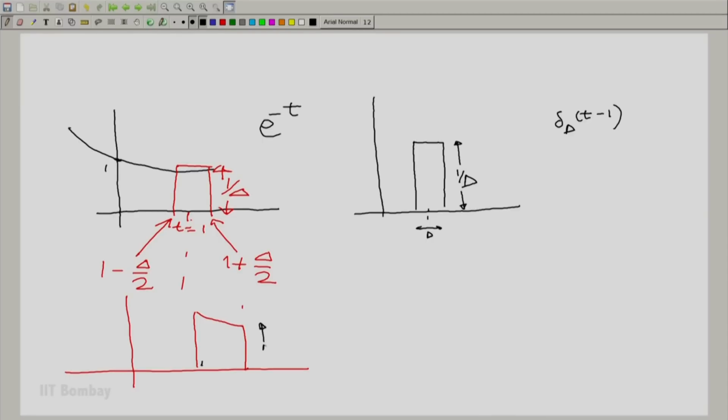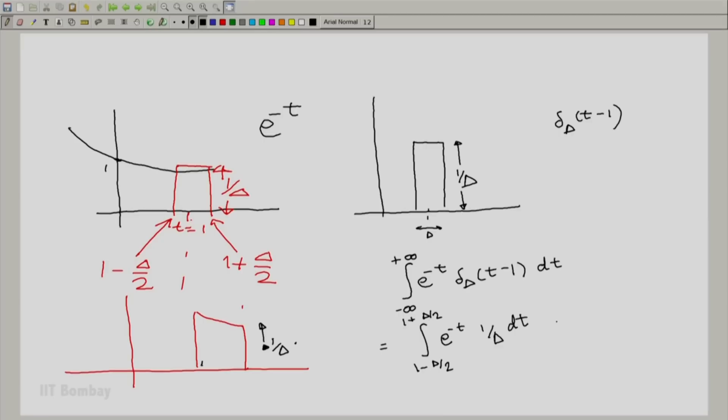So let's just multiply them, right? So let's just calculate the integral. So e raised to the power minus t multiplied by this over all time. But then that boils down to the limits 1 minus delta by 2 and 1 plus delta by 2, and the value of the delta function is 1 by delta between these 2 points. That's very correct. So we can go ahead like this. And delta is a constant with respect to t, so it comes out. So it will be minus e raised to minus t with the limits 1 plus delta by 2 and 1 minus delta by 2.